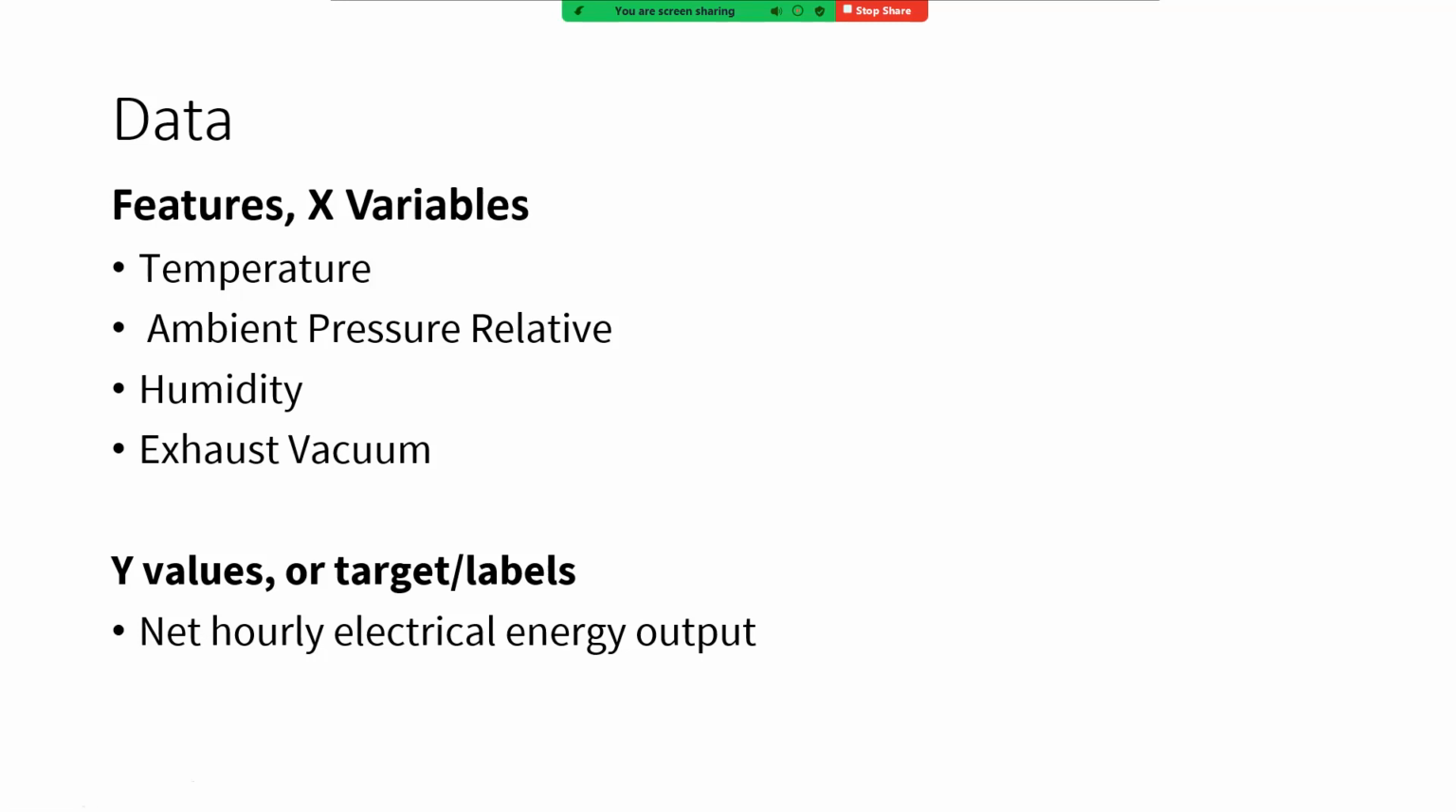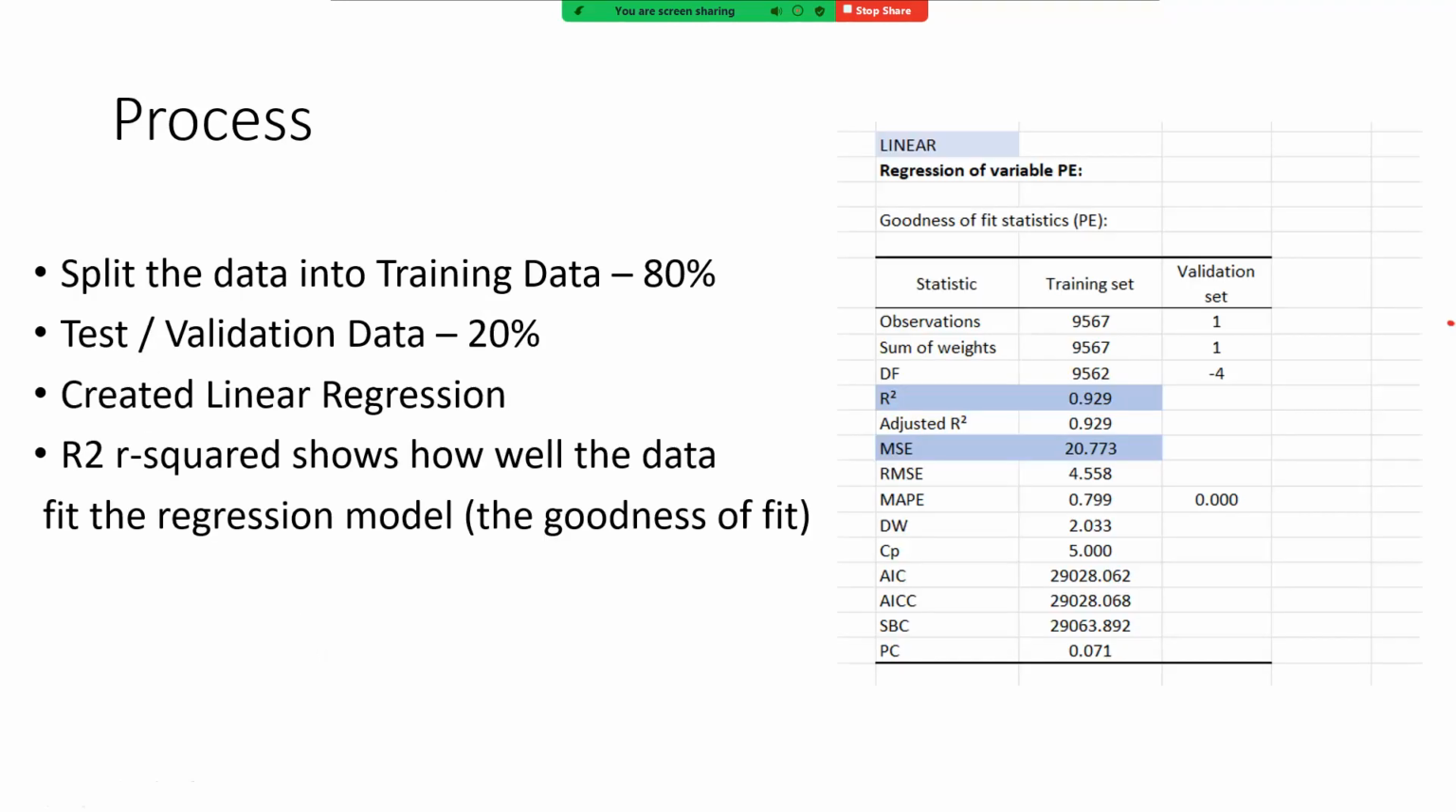We were given a very rich data set of about 10,000 observations, which is nice and often not the case in real life, where you have to struggle to clean your data, etc. First thing I did was split the data into training data and then a test and validation data set. So I used about 80% for training and 20% for the test validation set. And I ran a linear regression.